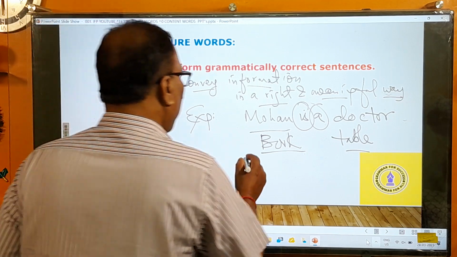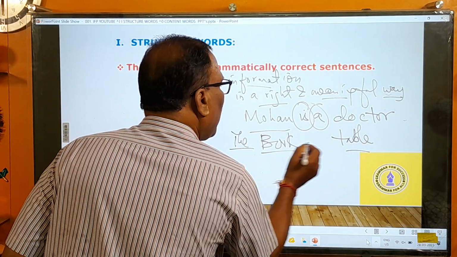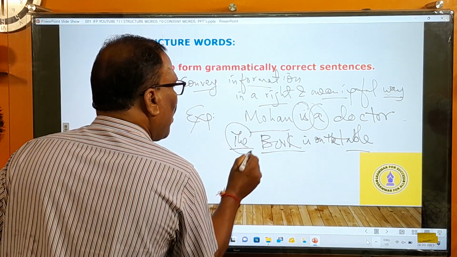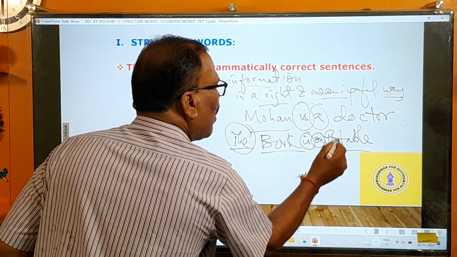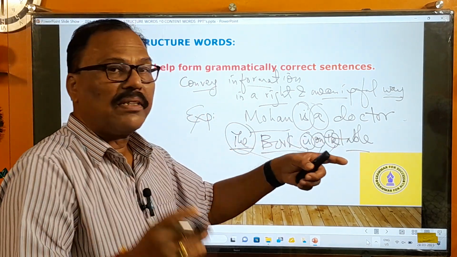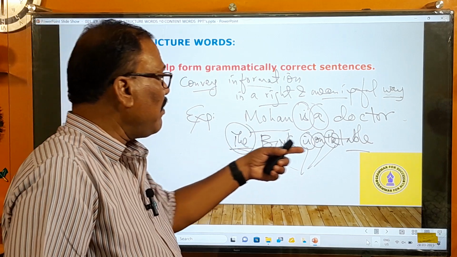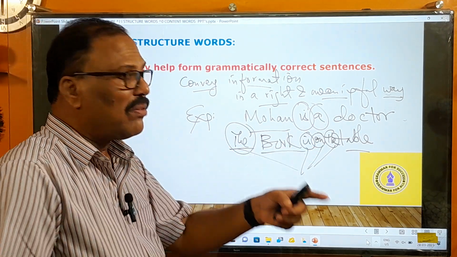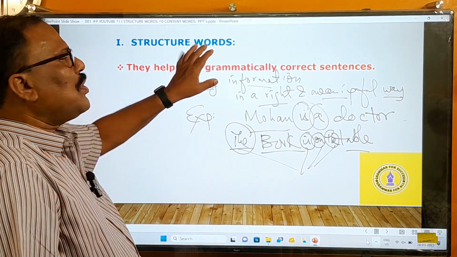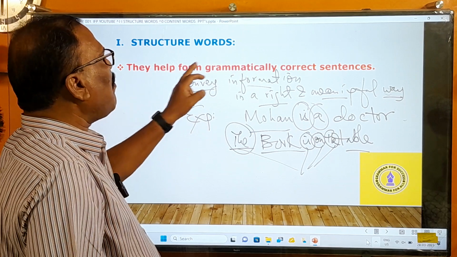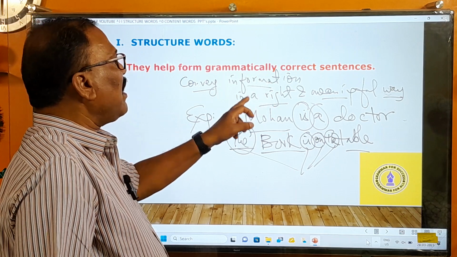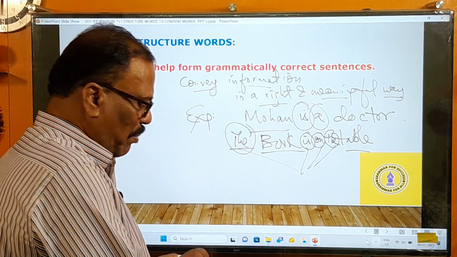So here, if I say like this, the book is on the table. So here I have added the, is, on, the. So when I have added these words, what is happening? These two words are getting full meaning. Now it is conveying beautiful meaning. The book is on the table. So in this way, the structure words do two things. One thing, they help form grammatically correct sentences. One thing, they help convey information in a right and meaningful way. This is very important about these words.